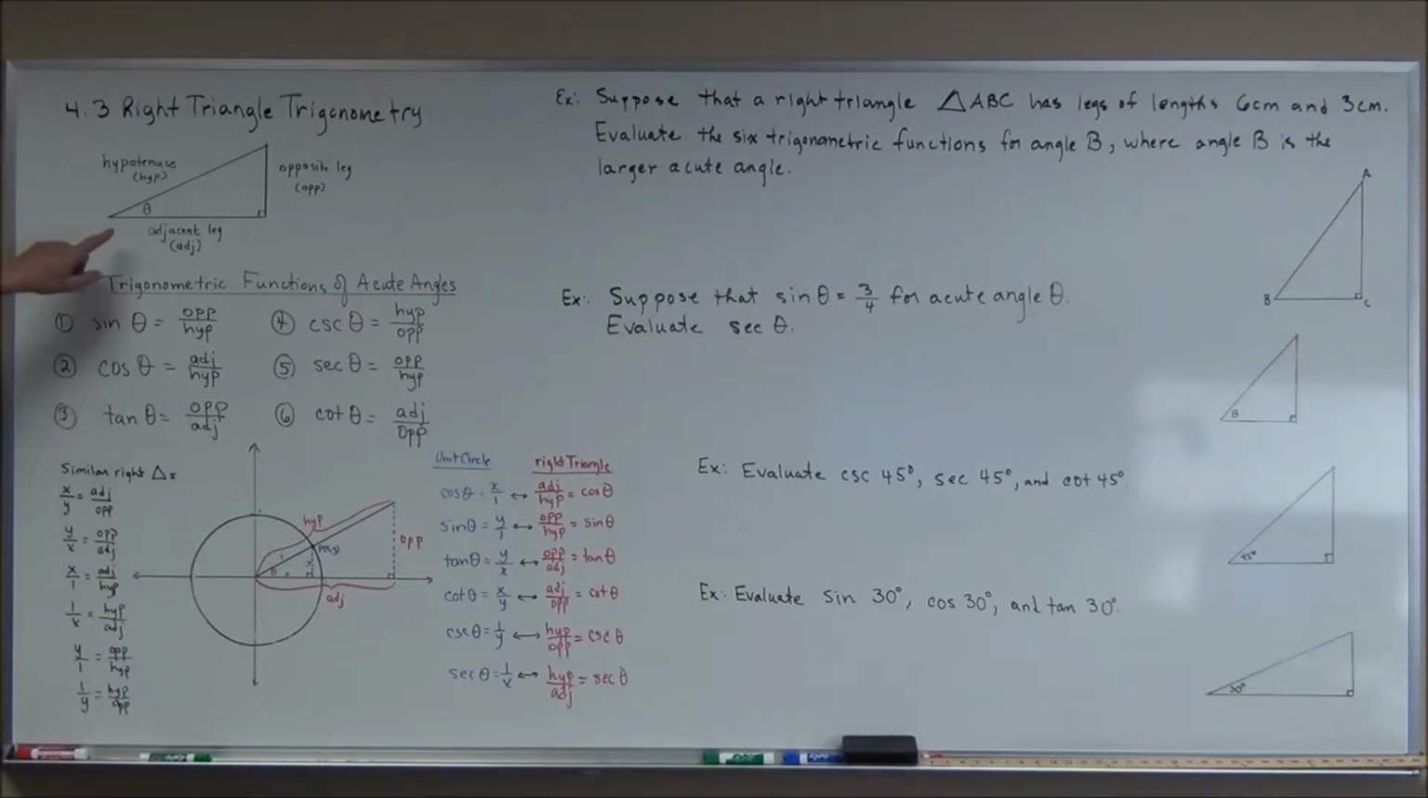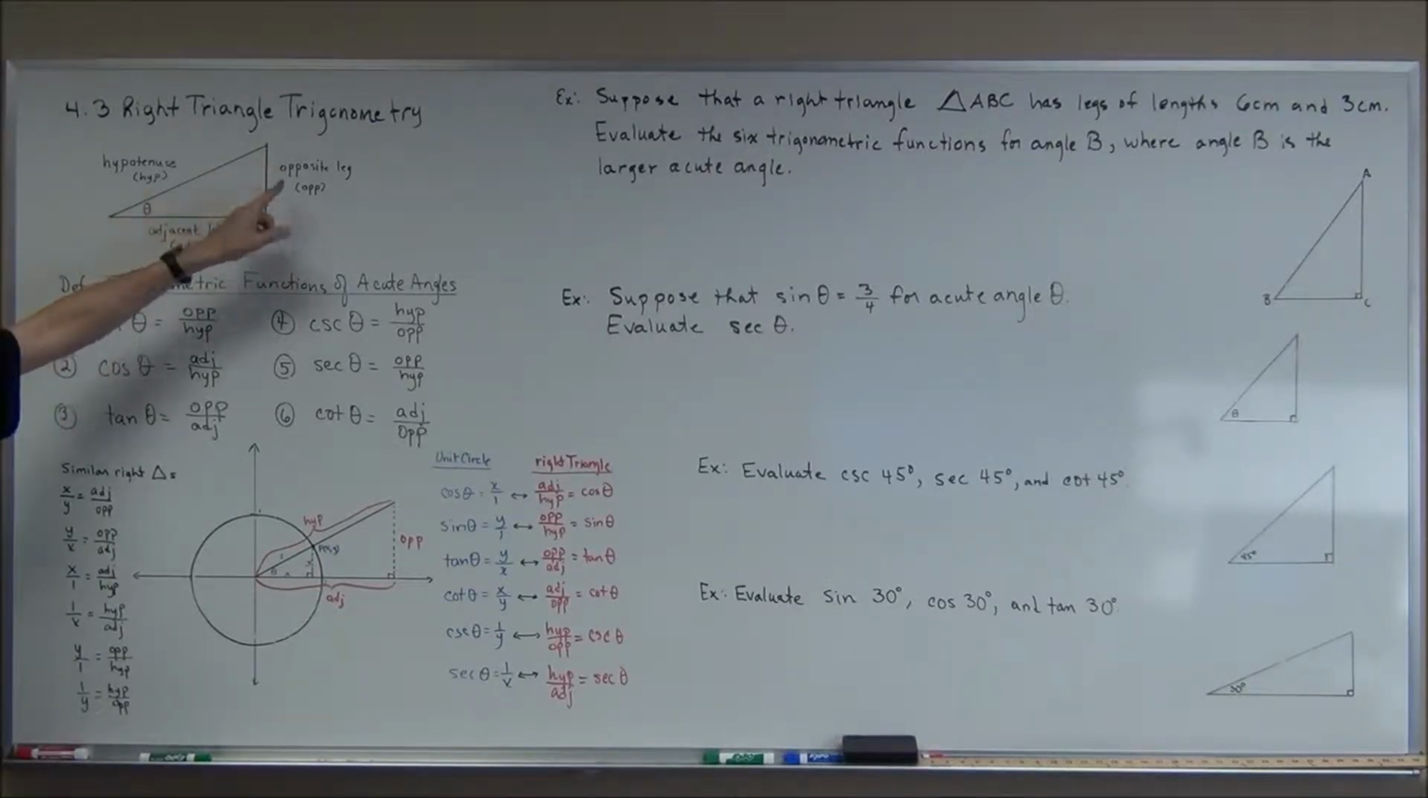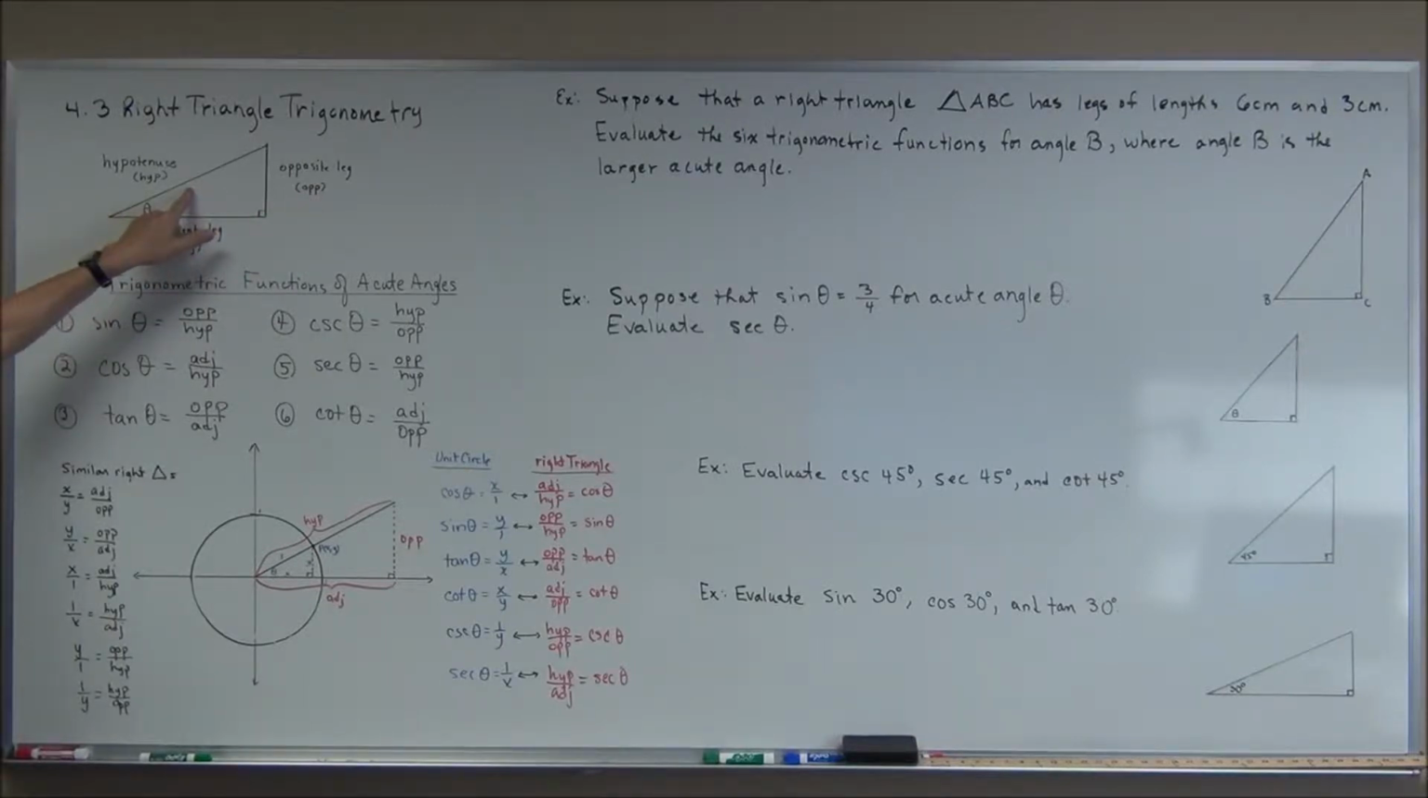If I call this angle here theta, then remember these are the legs, that's the hypotenuse. This leg is next to theta, so we call that the adjacent leg, or we just abbreviate ADJ. This leg over here is opposite the angle, the opposite leg, or OPP, and of course the longest side is always the hypotenuse, HYP. And we're going to define our 6 trig functions based on this right triangle.